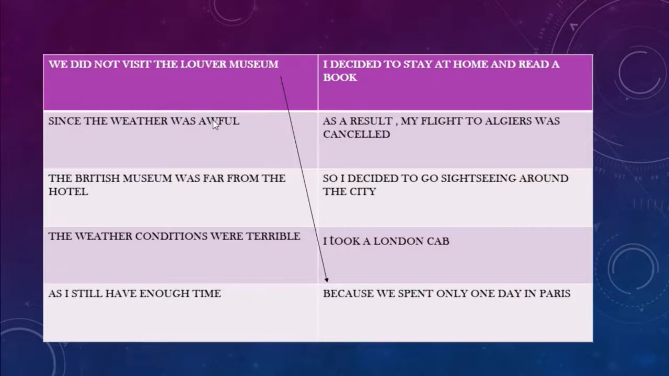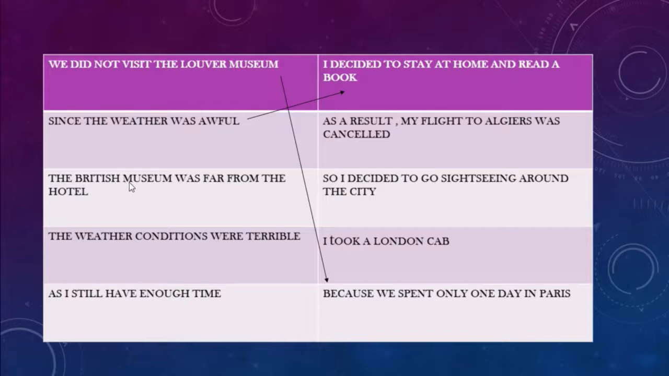Since you are at home, you can pause the video and do the task with us. Sentence number 2. Since the weather was awful. Now, which one is correct? Can you guess before I reveal the answer? Alright, so I decided to stay at home and read a book. So, the full sentence: Since the weather was awful, I decided to stay at home and read a book. Very good. Now let's go to sentence number 3.